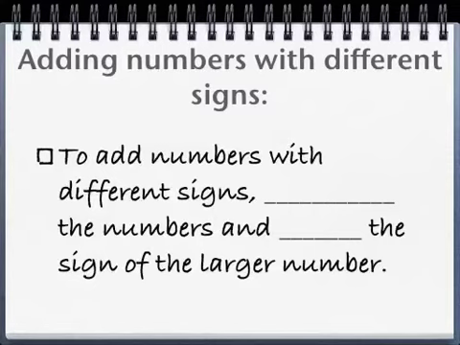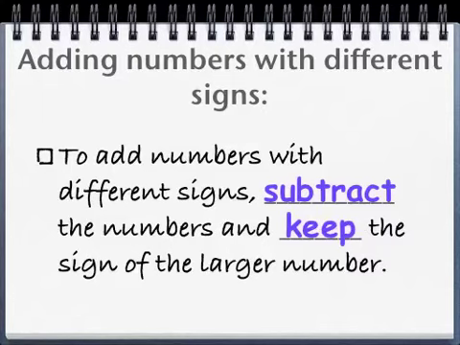Adding numbers with different signs. Different signs means one of the numbers is going to be positive and one of the numbers is going to be negative. To add numbers with different signs, you're going to subtract the numbers and you're going to keep the sign of the larger number.